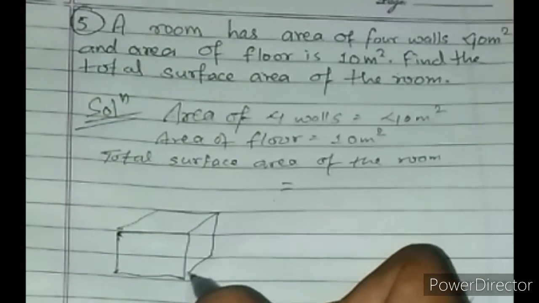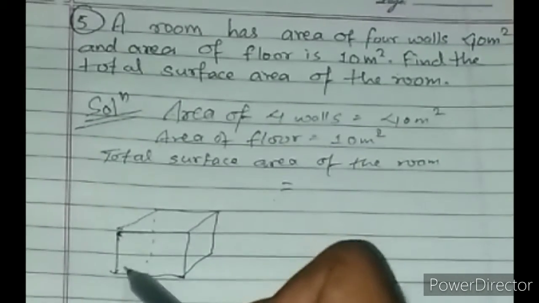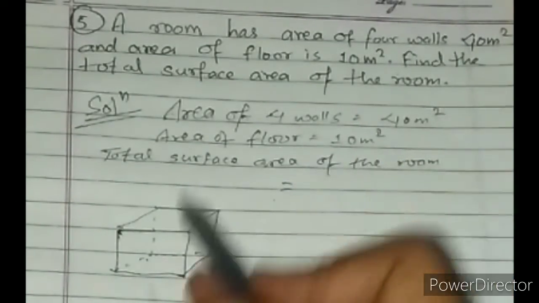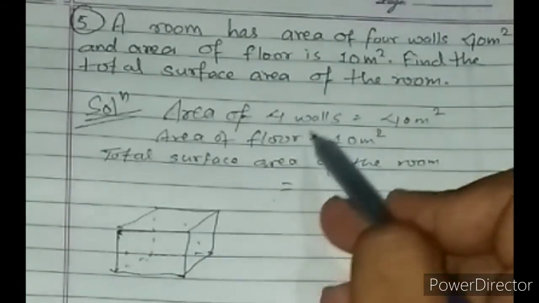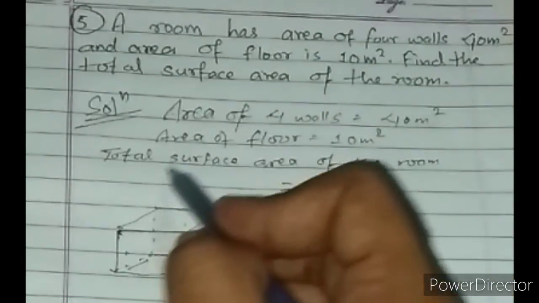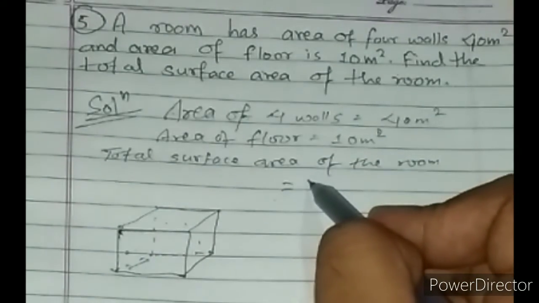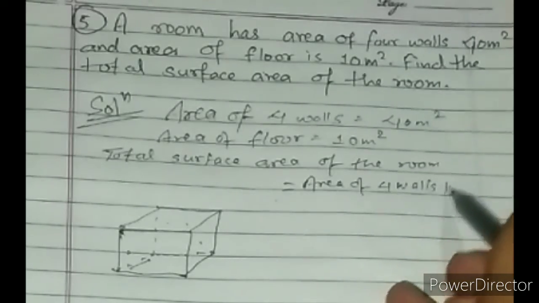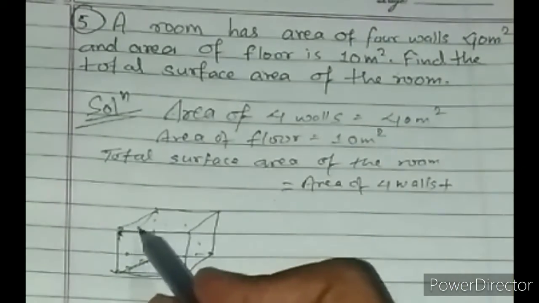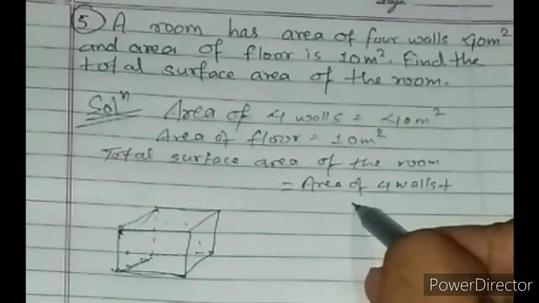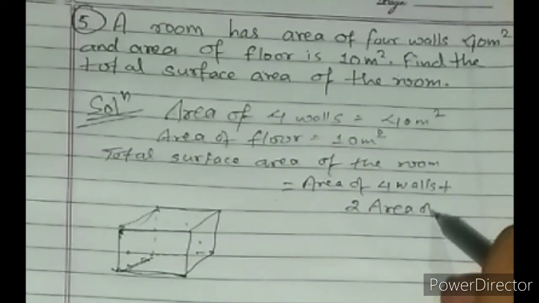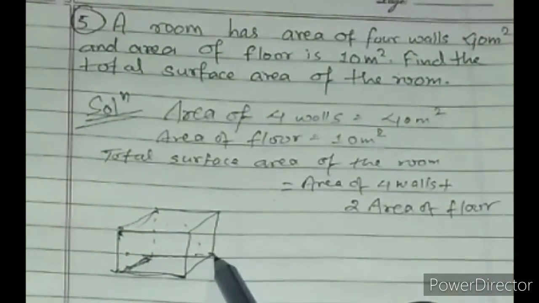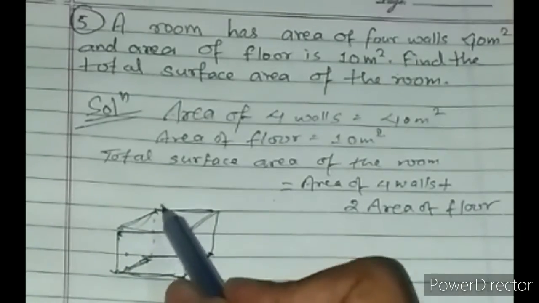Still we are not doing that of windows and door, right? Suppose window and door are not given, that's why we don't calculate with that. So area of 4 walls means 4 walls, and floor. Now total surface area means area of 4 walls plus area of floor and area of ceiling, and area of floor and ceiling are same, that is why 2 into area of floor can be done. Yes, because area of floor and area of ceiling are same because they are congruent.